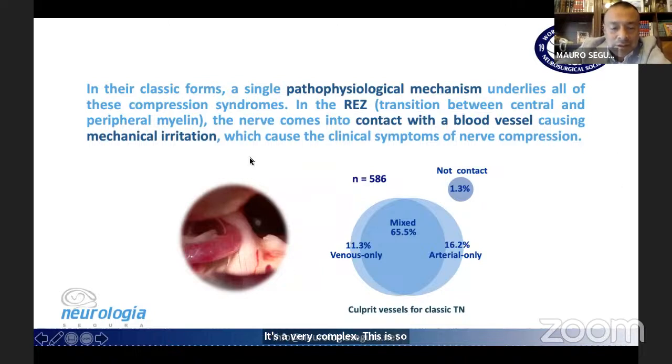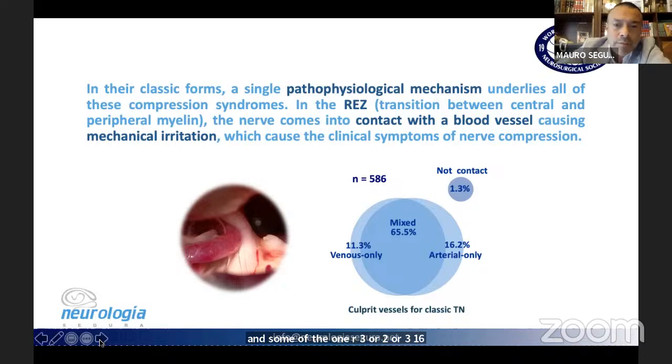So this is one of the problems, the main problem. As Dr. Matías said, the most important and most frequent cause of trigeminal neuralgia is vascular compression, as Professor Janetta said, but there is also another factor, as I will describe. In our experience in the last review, we found 486 cases, and most of them were mixed vascular, venous or arterial type. Some of them were only venous, 11%, and some had one artery, or two or three arteries, 16%.